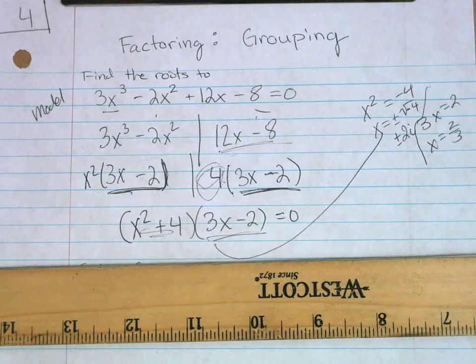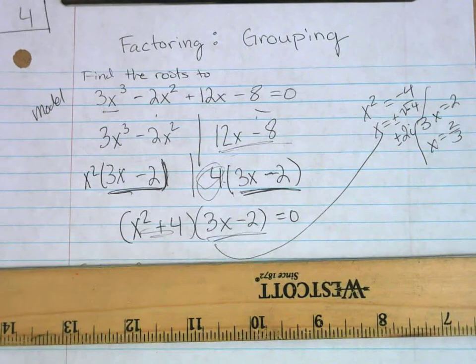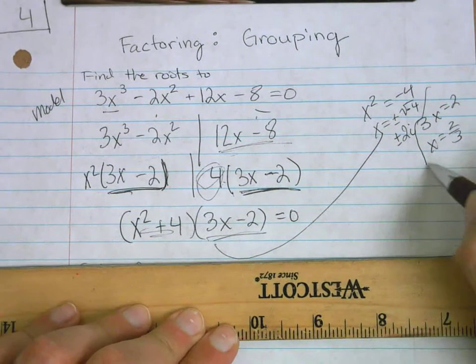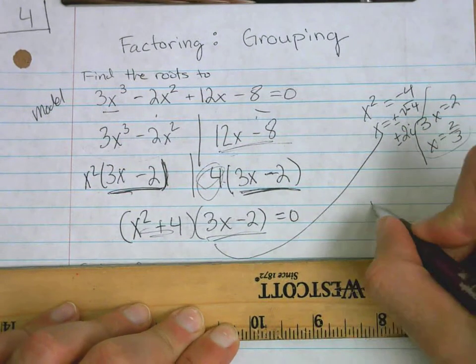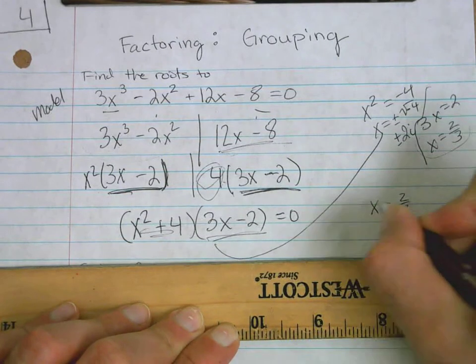But here's the thing. For whatever reason, we don't care about imaginary numbers right now. I wish we did. We just don't. We don't have time to care about them. So we're only going to record the real roots. That means the roots that don't have an i. So the only root like that is x equal to 2/3.